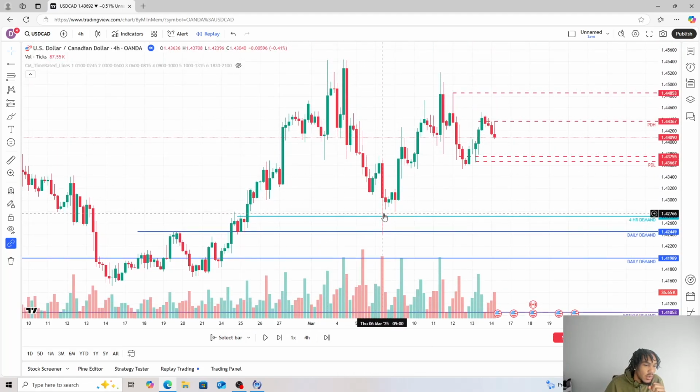Retraced back down, as you can see, once again, came back past the 4-hour demand, touched the daily demand. Okay, cool. Another big move up. Another big move up. Now, once again, looks like we finding some type of retracement. We got to fill this void.